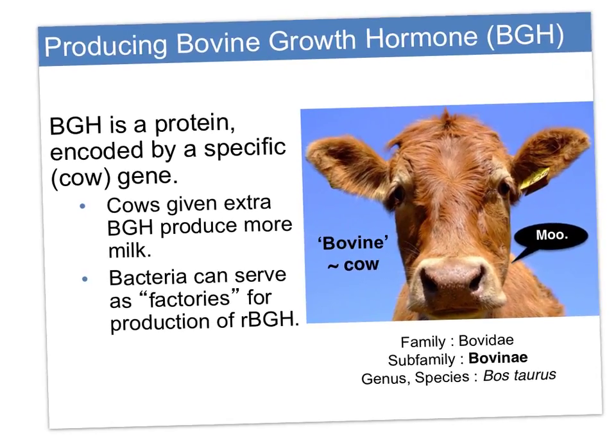So cows have a growth hormone that they make. And one thing that it does is it initiates the amount of milk. It controls the amount of milk that's made. Well, of course, we want our cows to make as much milk as possible. So what we've done is if we can get BGH, we can actually inject them with extra BGH and they'll make extra milk.